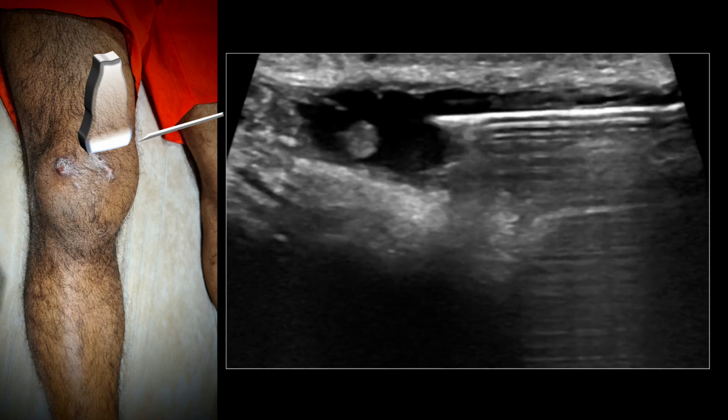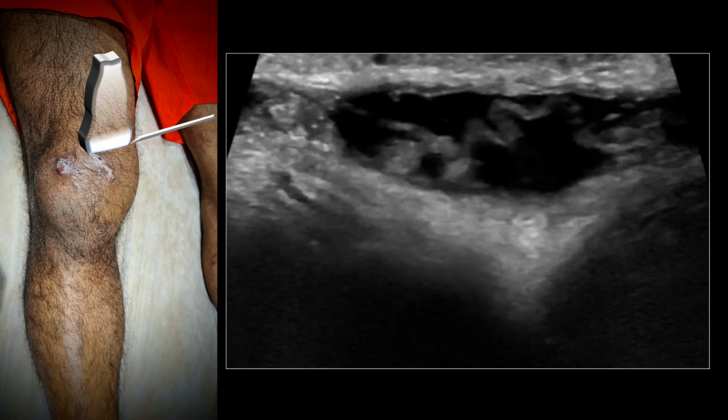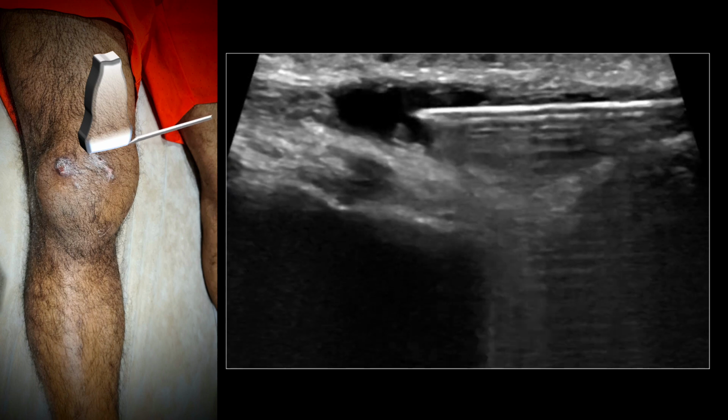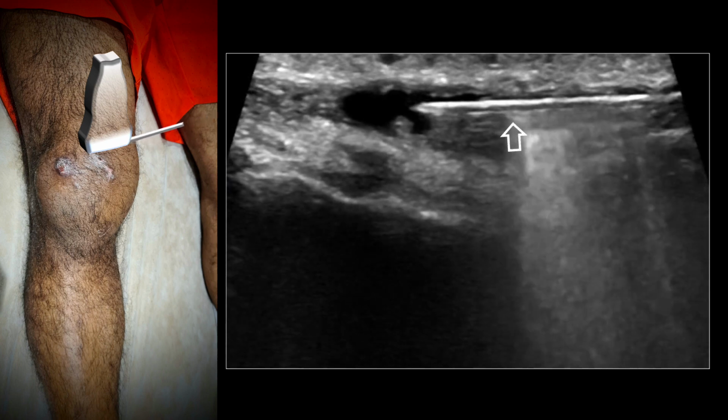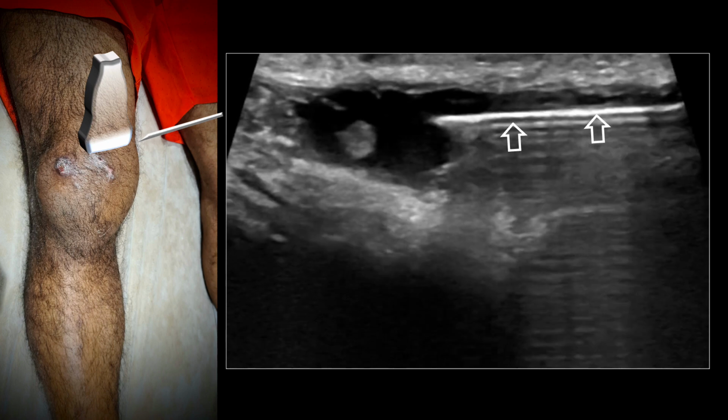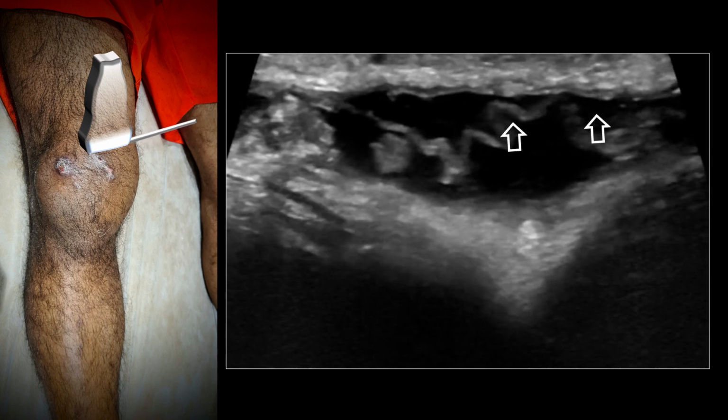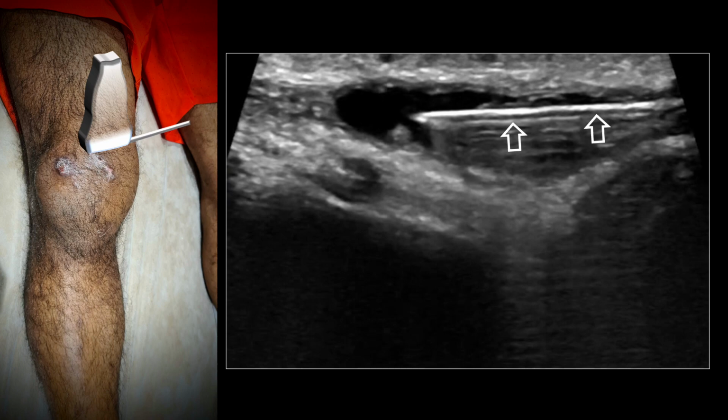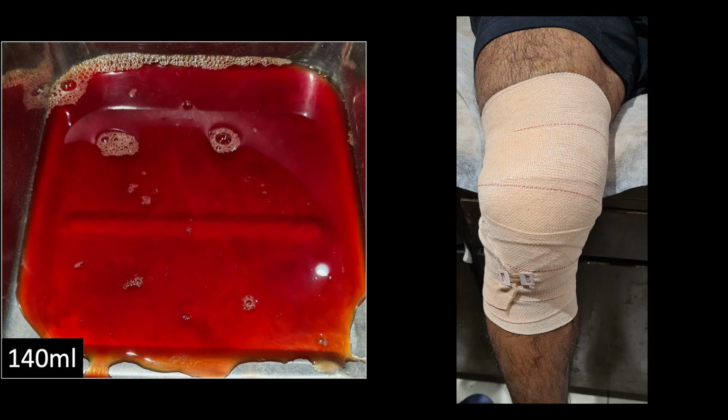Now coming back to our patient, what we did is we did an ultrasound guided aspiration of the fluid from the non-dependent area of the knee. So what we did is we used a 18 gauge needle and we aspirated the fluid since the patient had come to us for the first time. And what we got is a fluid which looked like this. We aspirated 140 ml of hemorrhagic serosanguinous fluid. Followed by that, we applied tight bandages, compressive bandages over the knee so that we reduce the dead space.